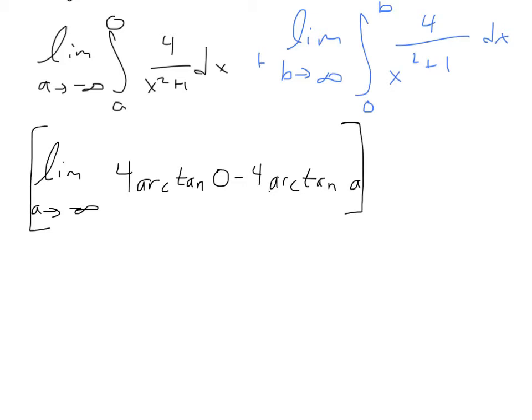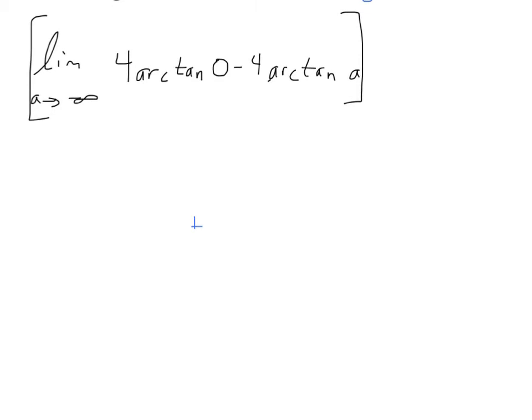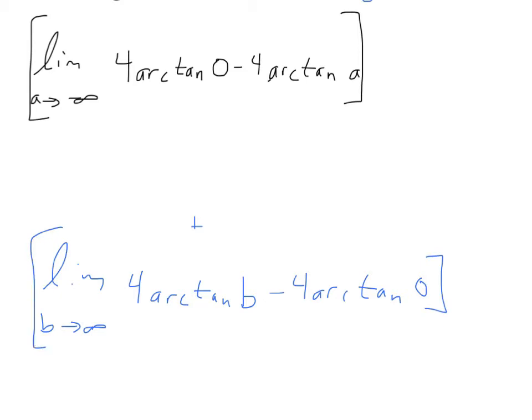We're going to have all of that plus, and now I have to do the other one, and I'm going to sort of run out of space here, so I'm going to do this thing vertically. The limit as b approaches infinity of 4 arctan b minus 4 arctan 0. So I just need to work both these two things out and then add them together.